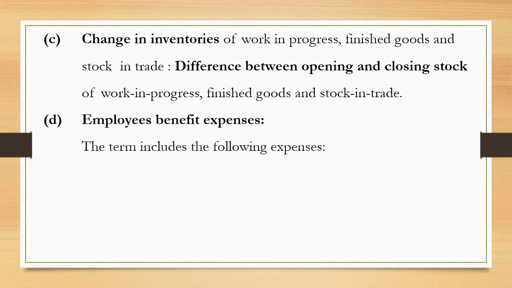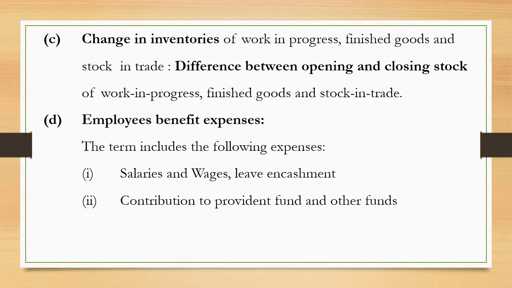Next is employee benefit expenses. E part of CPCE, employee benefit expenses. This term includes the following expenses. Number 1, salaries and wages, leave encashment, any amount related to workers and employees, contribution to provident fund and other funds, staff welfare expenses.